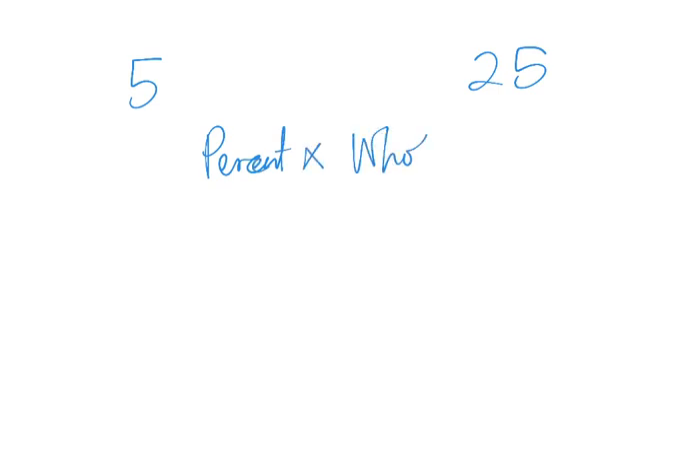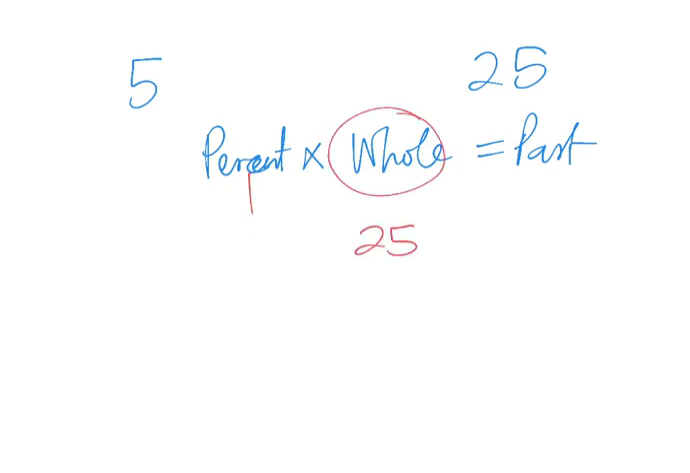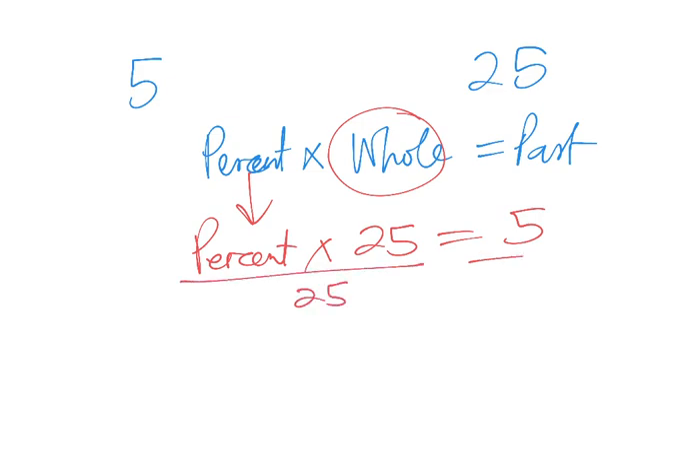So if 5 is what percent of 25, we know that the percent times the whole is equal to the part. We've been given the whole as 25. We don't know the percent, right? So percent times 25 is equal to the part, which is 5. We're going to divide both sides by 25. There's several ways to do this problem. This is just one way to think about it.